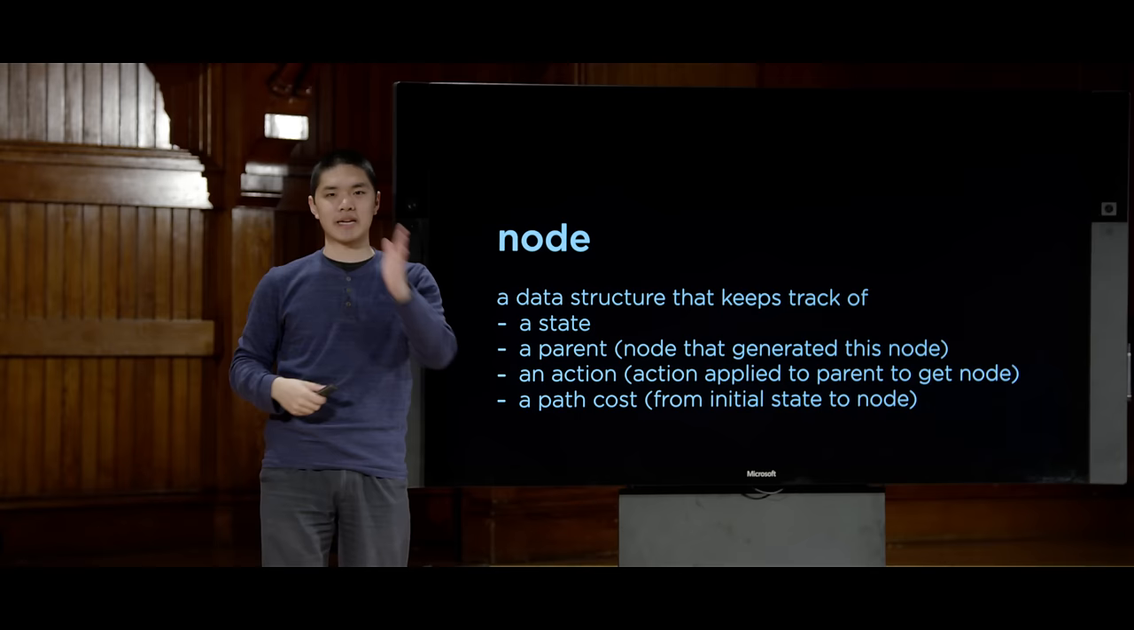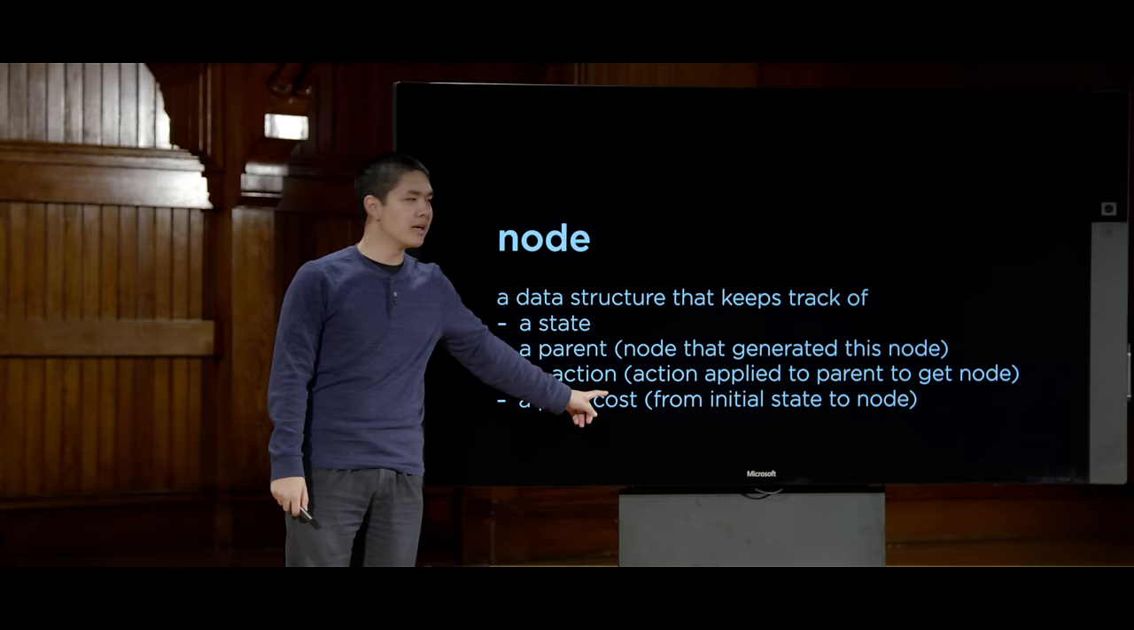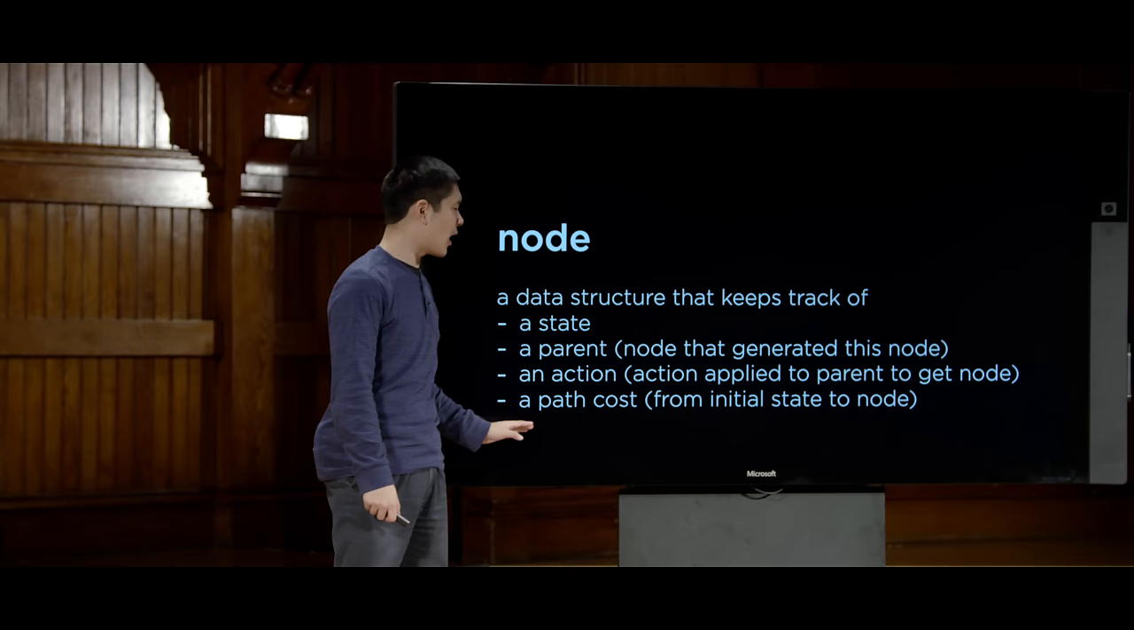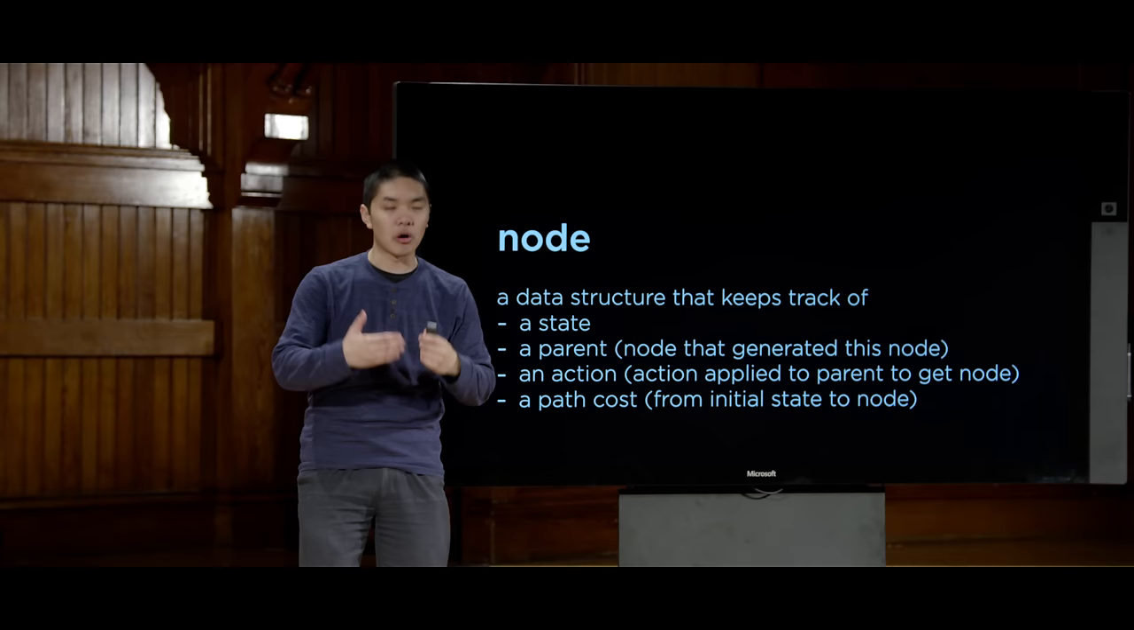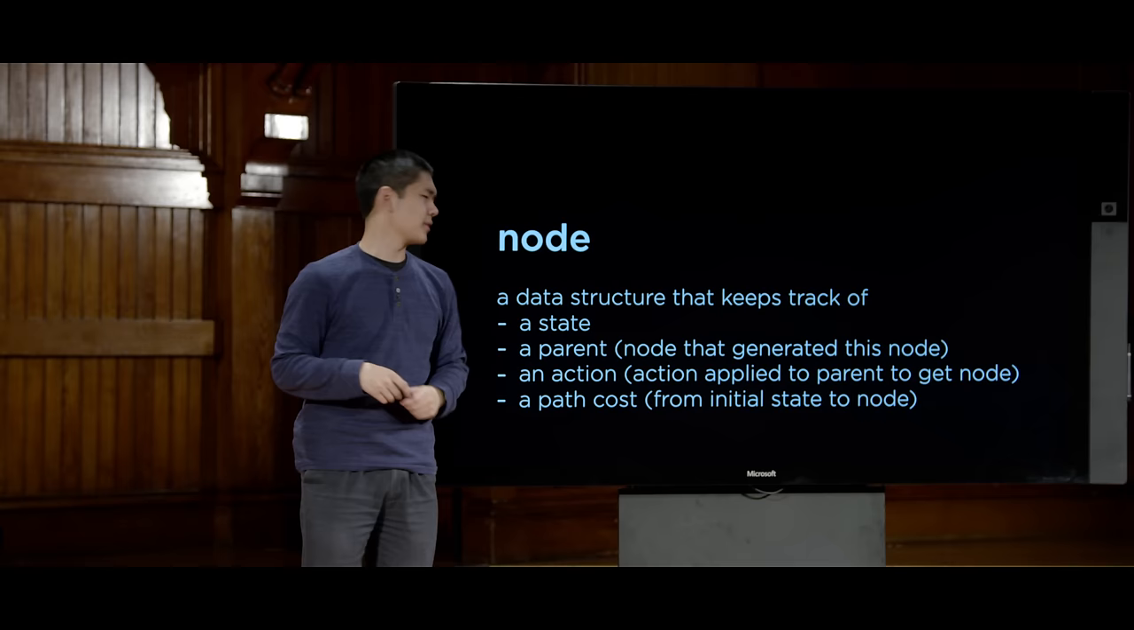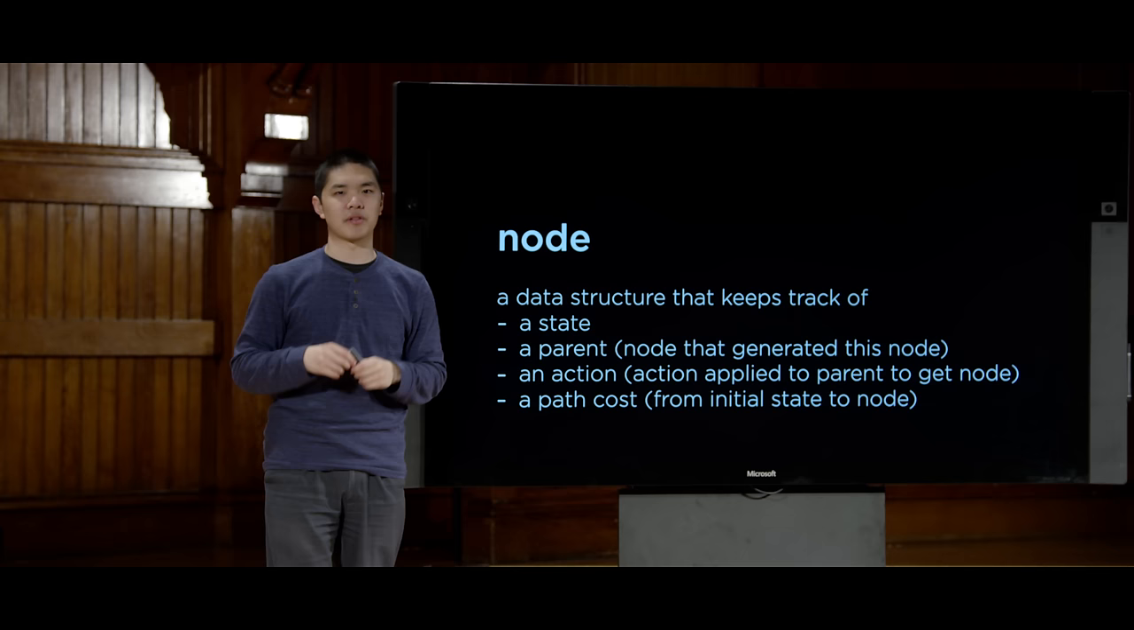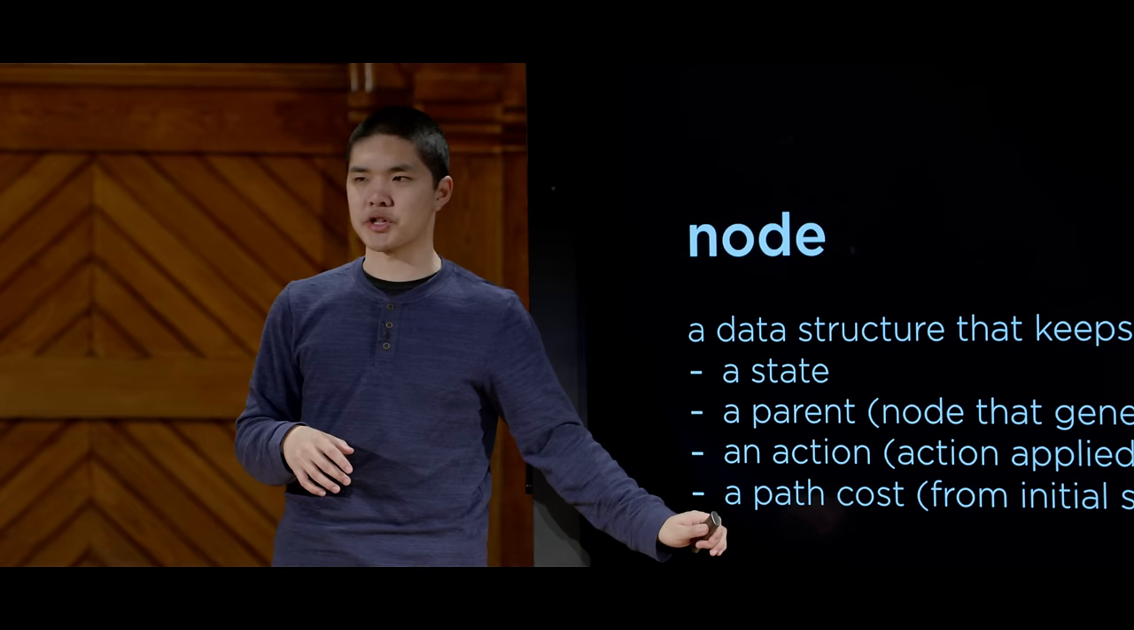The node is also going to keep track of what action we took in order to get from the parent to the current state. And the node is also going to keep track of a path cost. In other words, it's going to keep track of the number that represents how long it took to get from the initial state to the state that we currently happen to be at. And we'll see why this is relevant as we start to talk about some of the optimizations that we can make in terms of these search problems more generally. So this is the data structure that we're going to use in order to solve the problem.